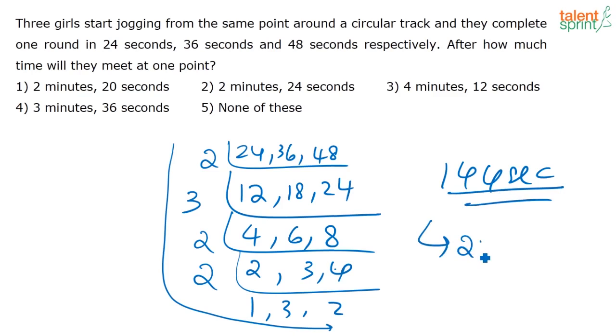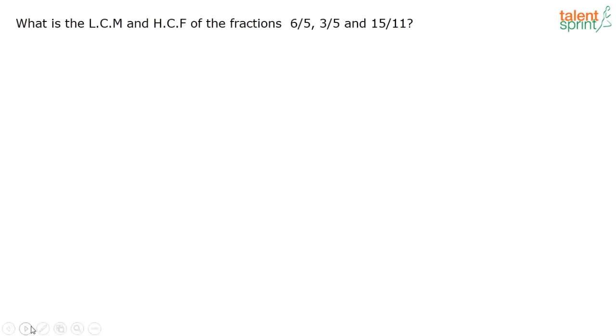144 seconds is nothing but 2 minutes and some seconds, correct? 1 minute is 60 seconds. So 144 seconds is 120 plus 24. Correct, that is 2 minutes plus 24 seconds. So the answer is option 2. So let's move on to the next one.